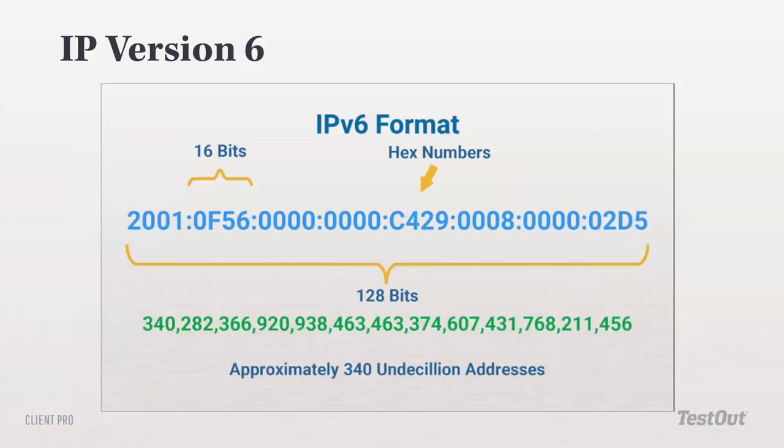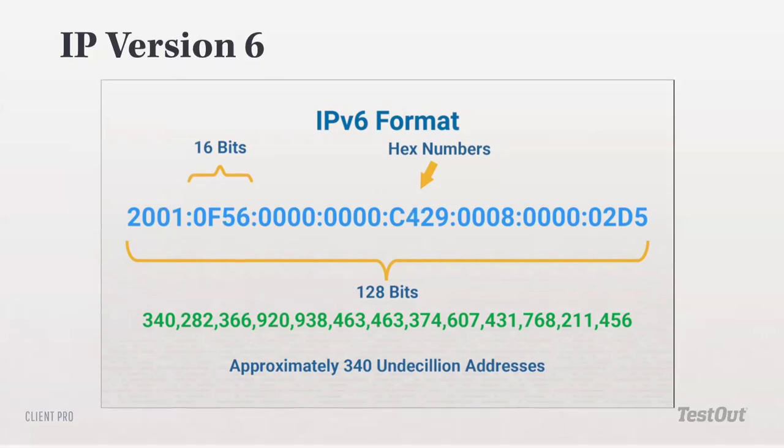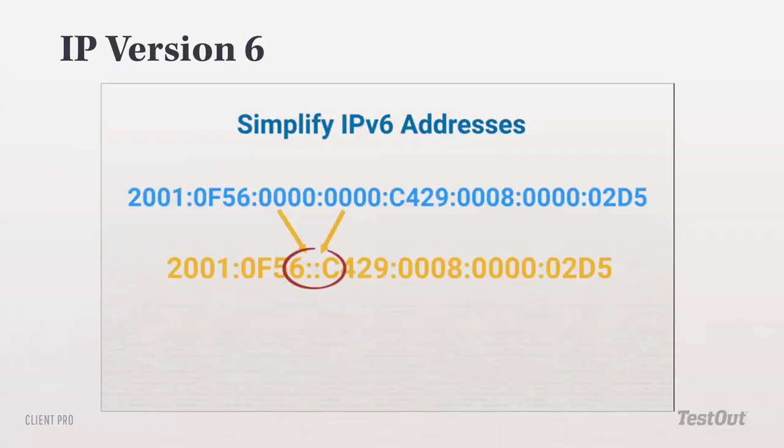Yes, the number of addresses right here: 340 undecillion. I don't know how much that is, but it's a lot. Of course, it's unrealistic to assign all of these because we do need to split them up into subnets and multiple different users. But just to put in perspective, we're dealing with a very, very large number of potential addresses in the IPv6 address space.